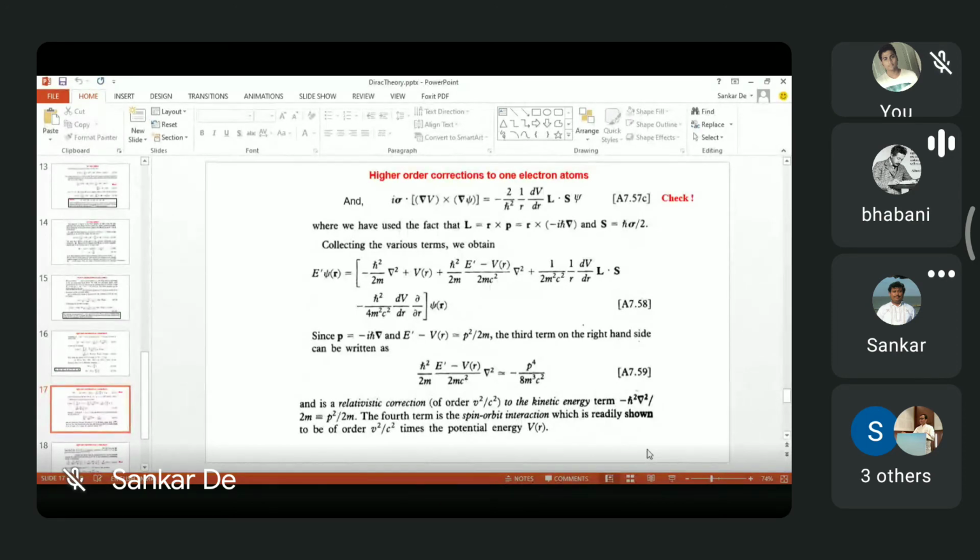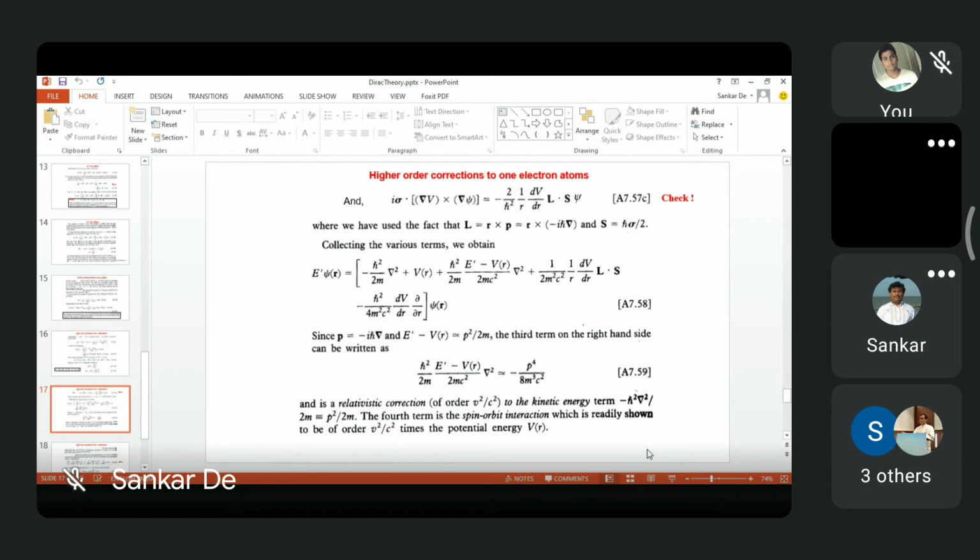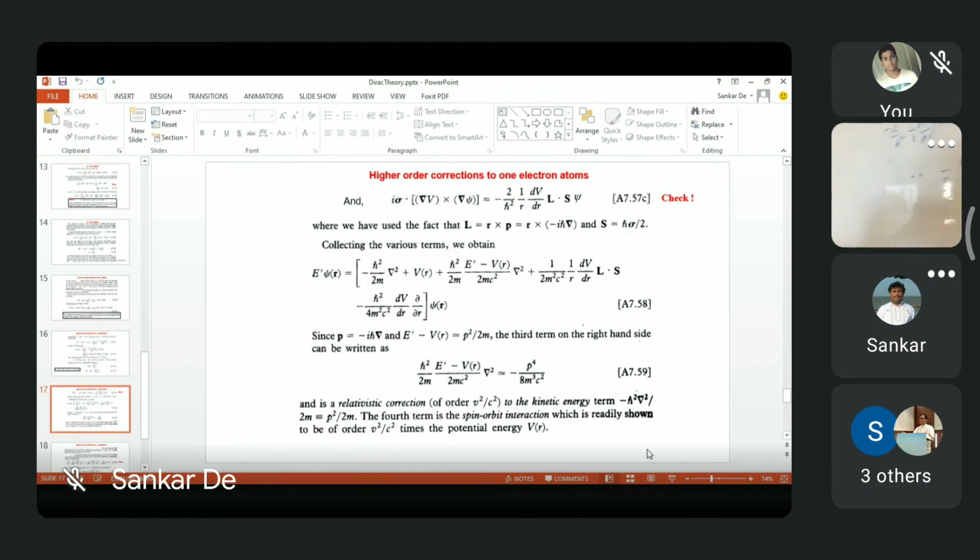dV dr can be, I think, written as... Okay, sir, I got up to this. In the last one, there is a minus i, 1 by r dV dr, r cross, that, again, gradient dot delta psi. So that I got. I think some rearrangement of this will give us what we wanted. Yes. Okay, another one minute, please.